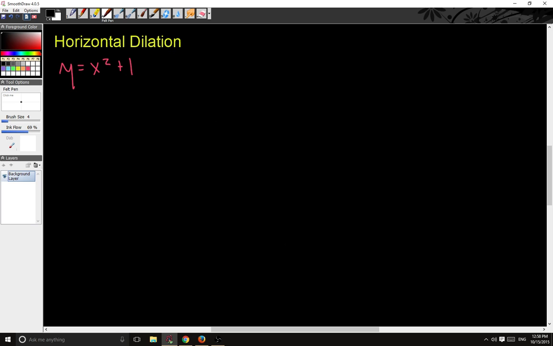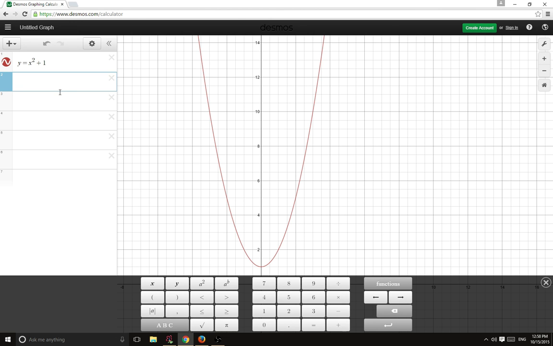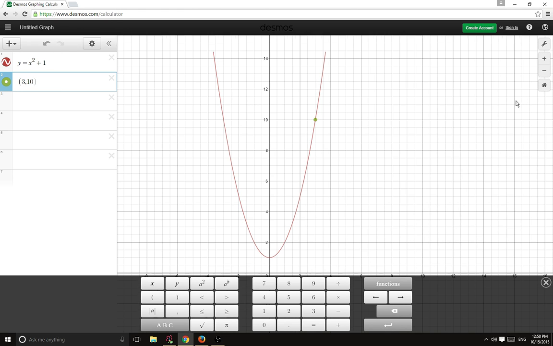Before we look at a dilation of this graph, let's just think about what happens when x equals 3 on this graph. I didn't pick 3 for any particular reason, just totally arbitrary. 3 squared is 9, plus 1, y equals 10. So we would expect if we graphed this function that the point (3, 10) would be on it. So let's take a look at a graph. And we see that for our graph, x squared plus 1, the point (3, 10) is on it.